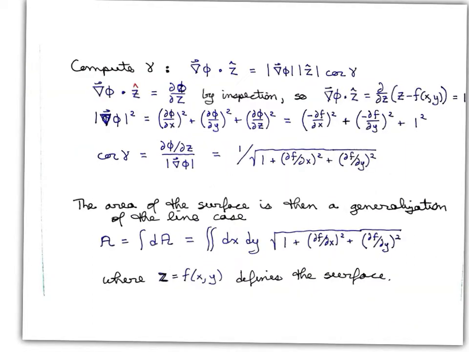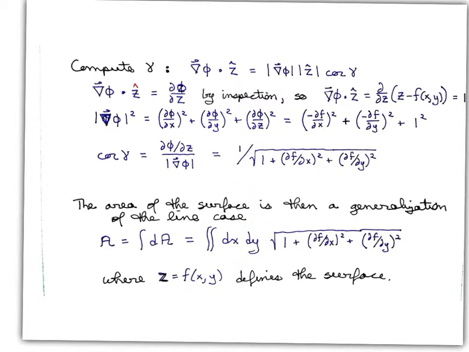So here we are. Let's compute gamma. We've just said that gamma is the angle between n hat and z hat, but we've remarked that n hat is in the direction of the gradient of phi, and the dot product then between the gradient of phi and the z hat unit vector is just the magnitude of gradient phi times the magnitude of z hat, otherwise known as 1, times cosine gamma by definition of the dot product. So this is great. We just need to figure out these other factors in the equation, and that will leave us with cosine gamma.